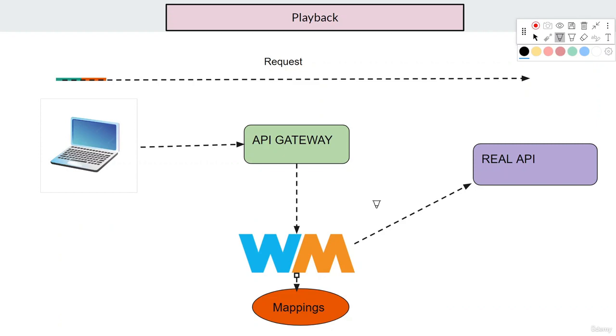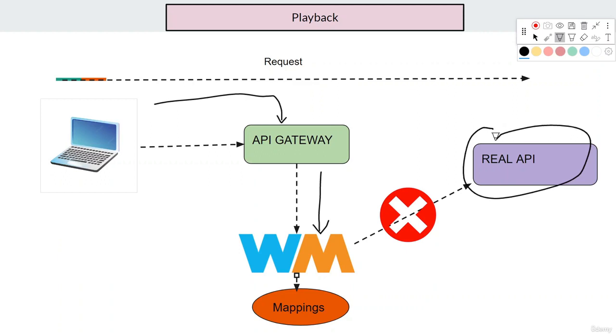Now what will happen when the real API is not available? A real API is either not available, or there might be other constraints, like the cost parameters are quite high. So that's why we are using API mocking here, right? Or you want to test a few components which are still not available. So in that case, the request will flow from here to the API gateway, and now it will go to WireMock directly. The real API will not play any part now, right?